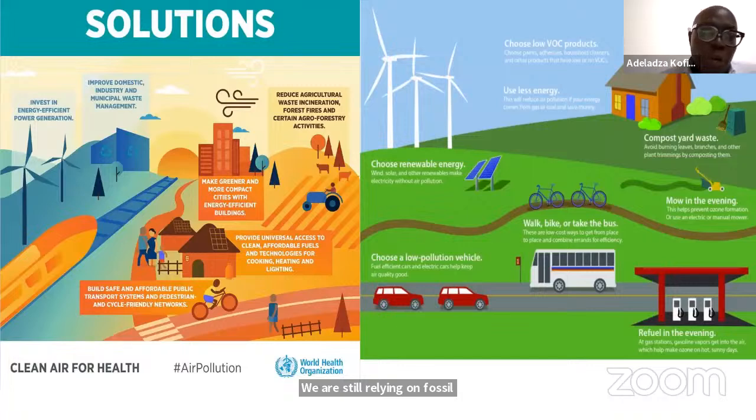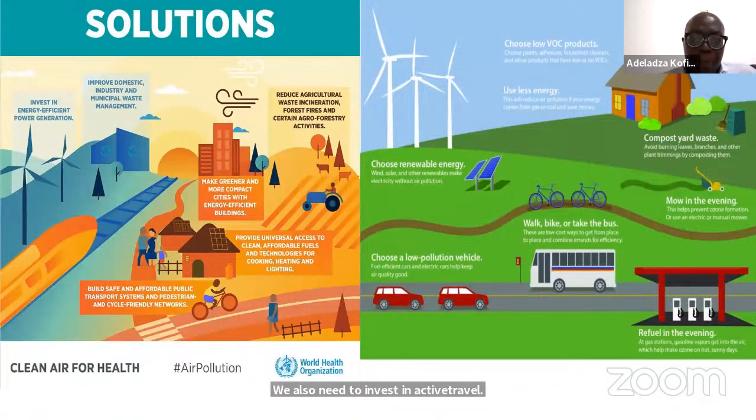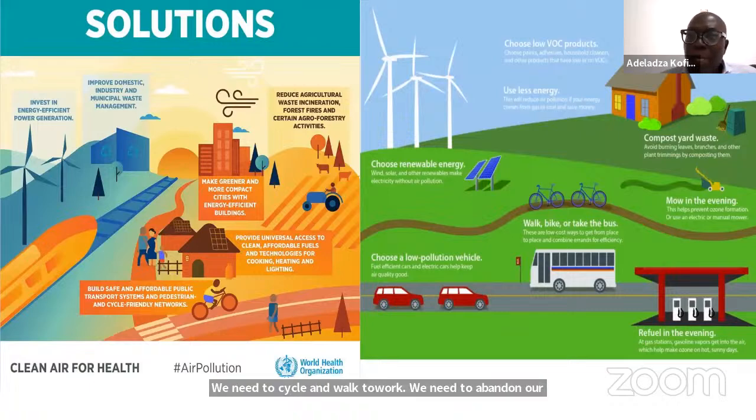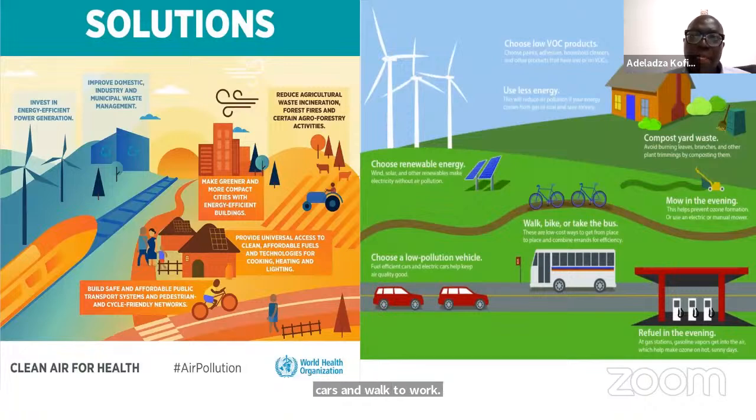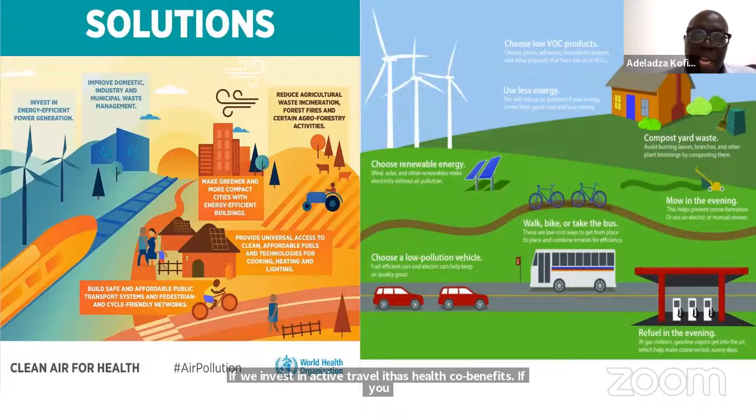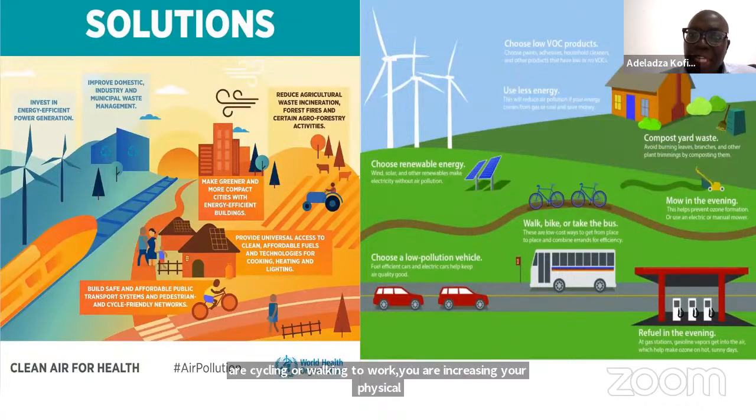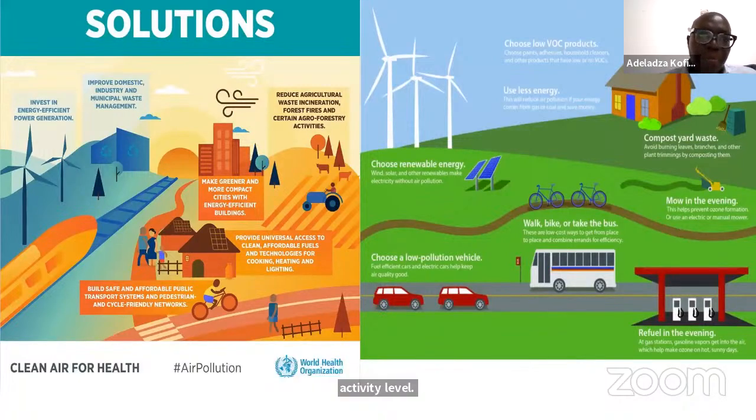We need to also invest in active travel. We need to cycle and walk to work. We need to abandon our cars at home and cycle and walk. And if we invest in active travel, it also has public health co-benefits. Because if you are cycling and walking to work, you are increasing your physical activity level. And once you are increasing your physical activity levels, that has implications for your cardiovascular health.